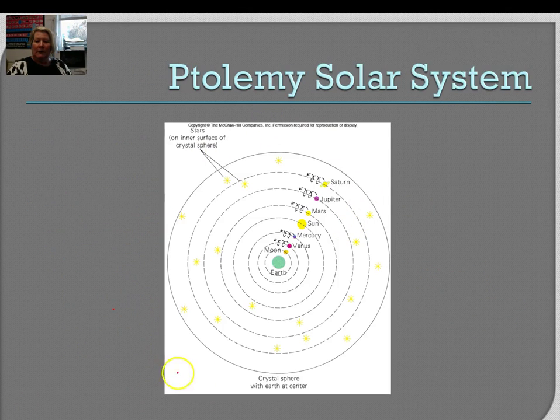Here's an image of Ptolemy's solar system. So we have the Earth here in the center, Moon, Venus, Mercury, the Sun out here. But notice the planets orbiting in these little circular patterns. The stars were close by on this inner surface of what they called the crystal sphere.